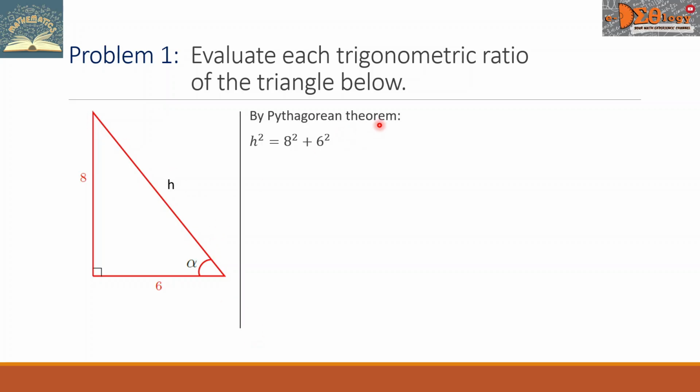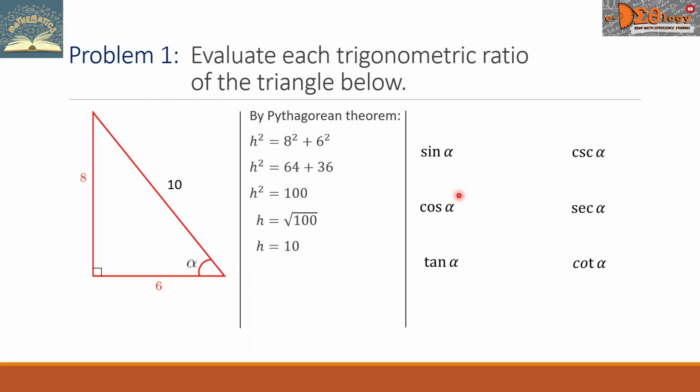By Pythagorean theorem, we can write h squared equals 8 squared plus 6 squared. Let us simplify further. 8 squared is 64 plus 6 squared, that is 36. 64 plus 36 is 100. We take the square root of both sides, or we write h equals the square root of 100, and h equals 10. We can write this value for the h.